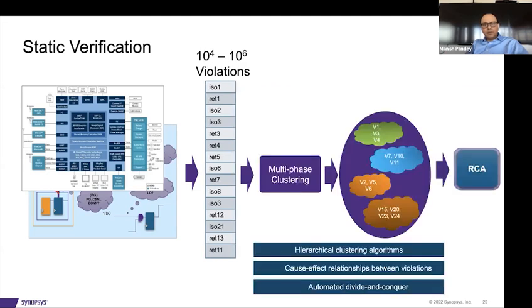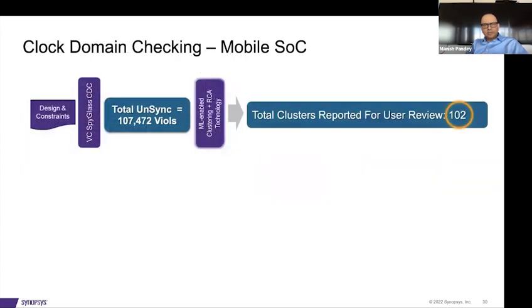Now this is where we have very successfully used unsupervised learning. This has been refined over multiple iterations, using a set of hierarchical multi-phase clustering algorithms. We can identify which violations are related to each other, and we can cluster these related violations. Then we can also identify cause-effect relationships between violations, and identify a single root cause for each of these clusters, which causes the issue. For example, for a mobile SoC with these design constraints, using VC SpyGlass CDC, there are about 107,000 unsync violations. After doing this clustering, the total number of clusters for user review gets reduced to about 102, in fact about a 1000x reduction.